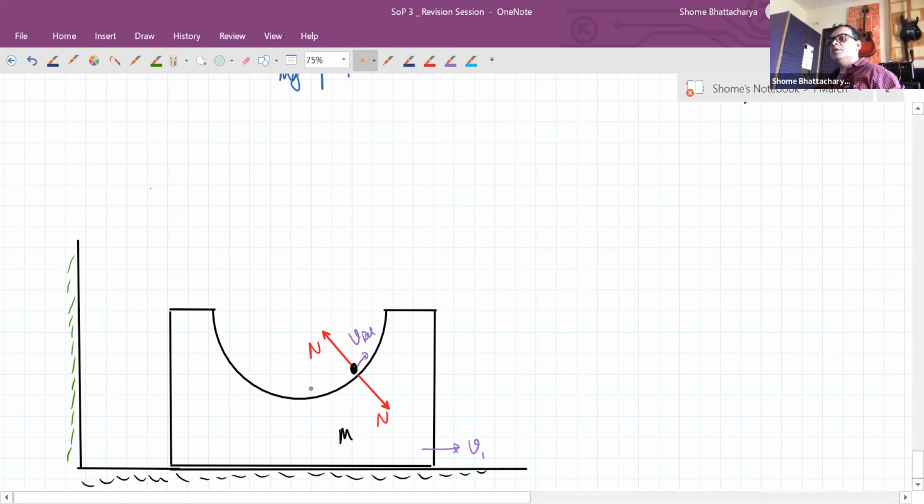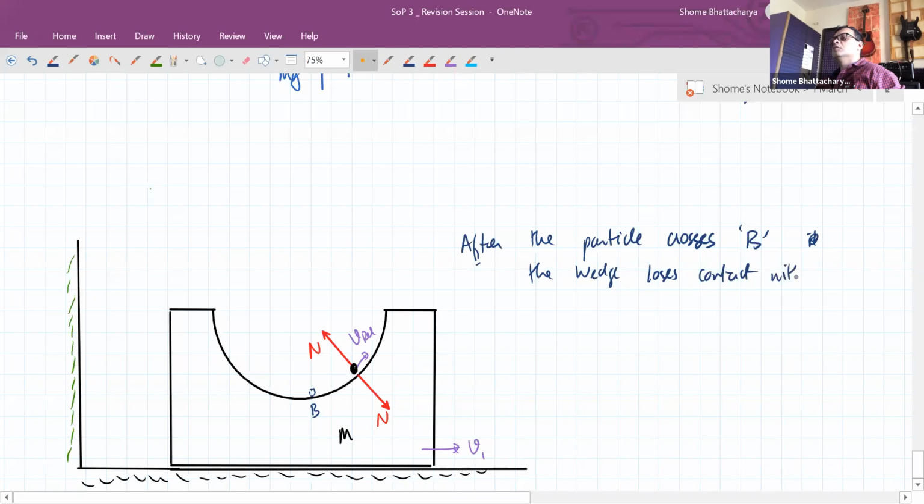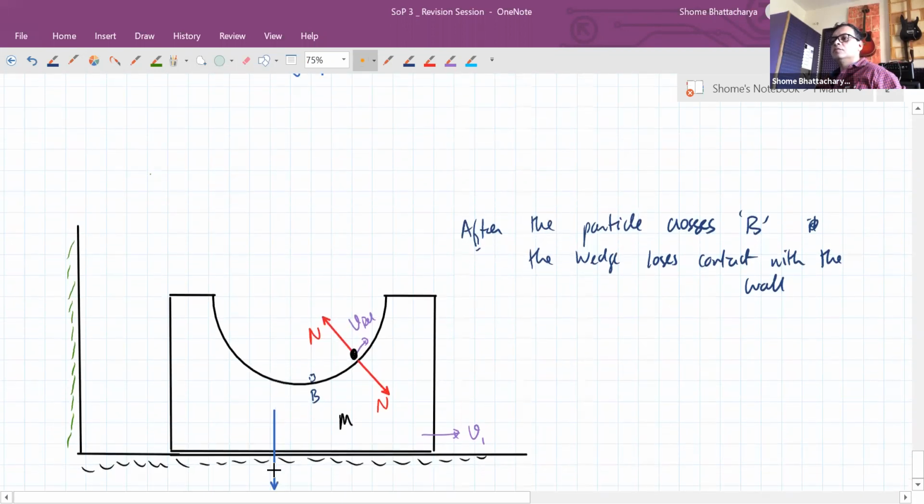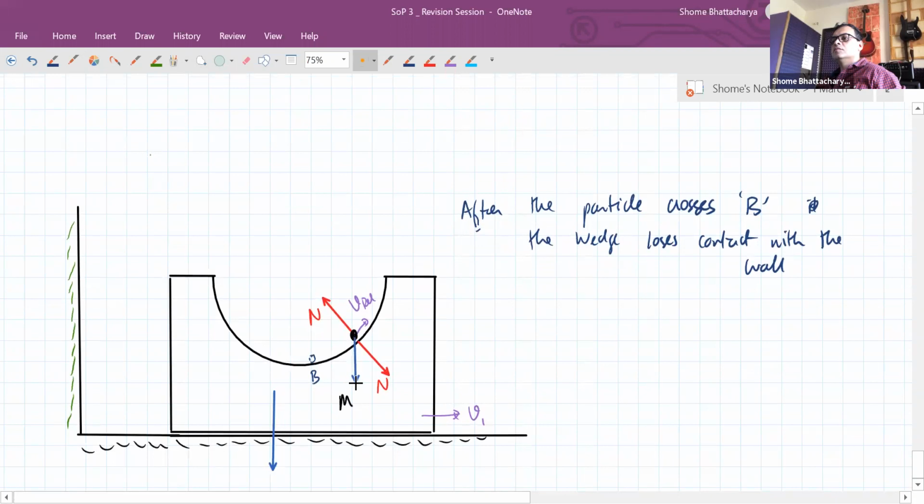So basically, after the particle crosses B, the wedge loses contact with the wall. Now there are only the vertical external forces. No contact force with the wall. Okay, so this is the picture.